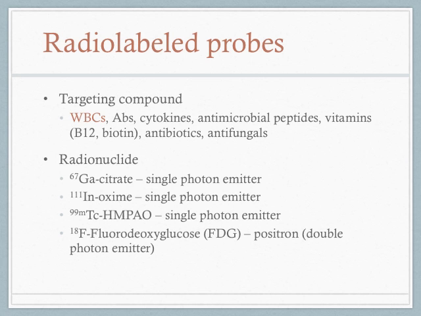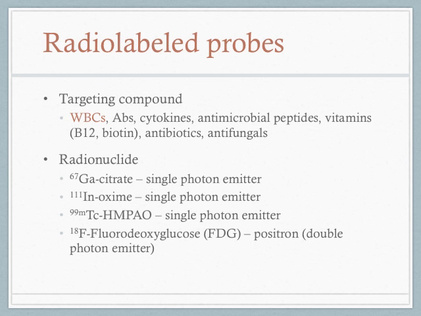And then the radionuclide is going to decay and emit photons, which are going to be picked up from an external source, either the SPECT scanner or the PET scan. So gallium-67, indium, and technetium all emit a single photon as they decay. They're picked up. The different radionuclide here is the fluorodeoxyglucose.